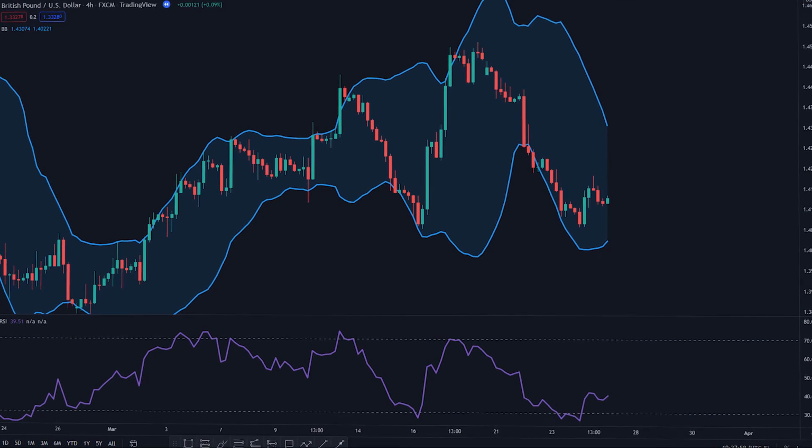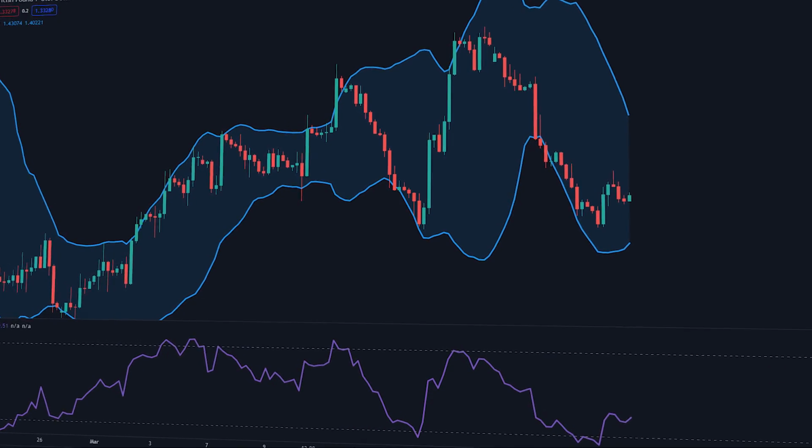This brings us to the end of the complete breakout and divergence strategy explanation.